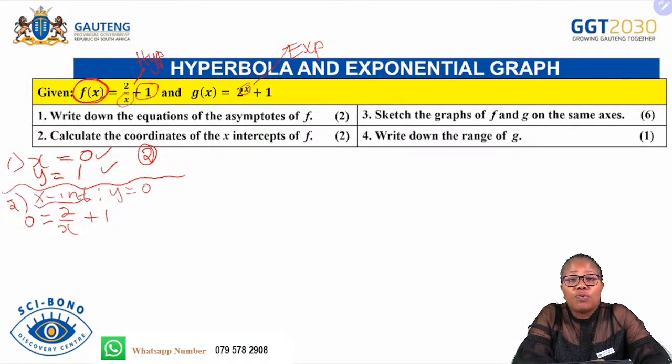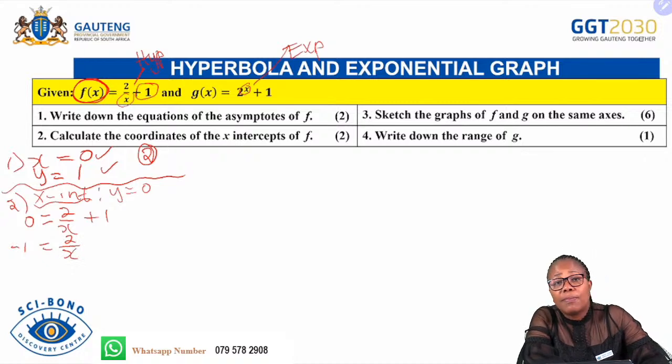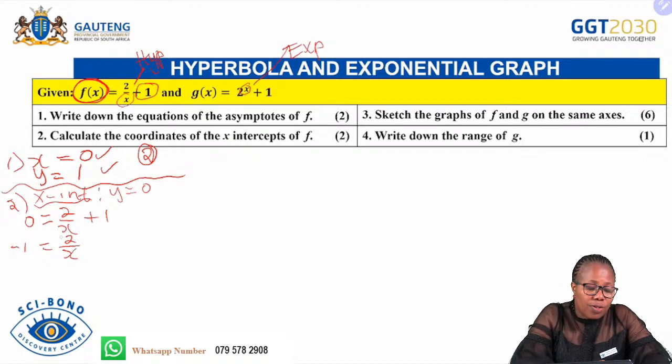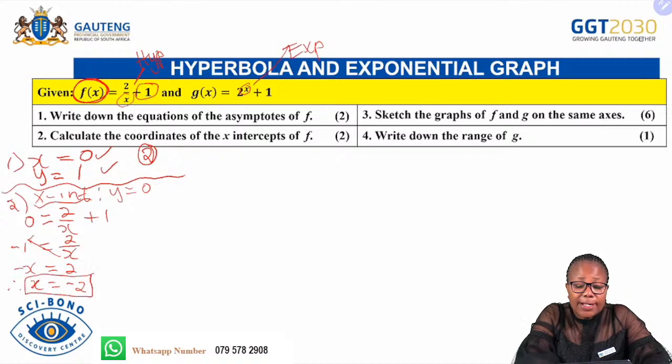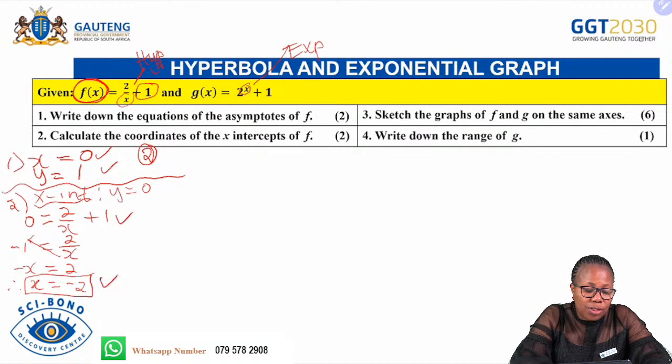Yes, we transpose 1 to the left. This will be minus 1. Then we are left with 2 over x. The next step, grade 12, you cross multiply this x to that minus 1 on top there. Then we'll be having minus x on the left equals to 2. Therefore, x is equals to negative 2. That is your x-intercept. How much does it worth? 2 marks, 1 for substituting a 0 and 1 for the answer.